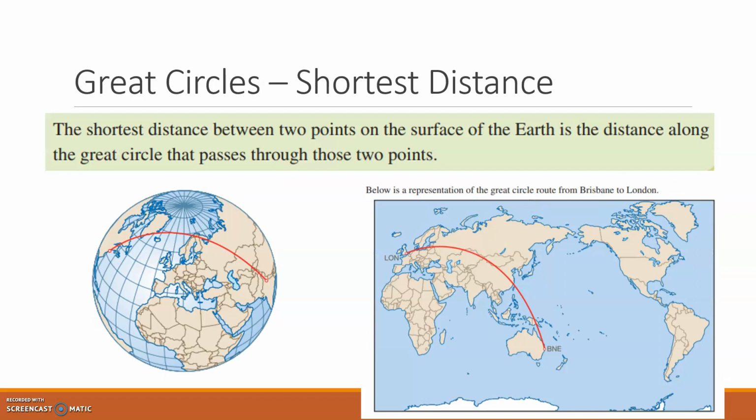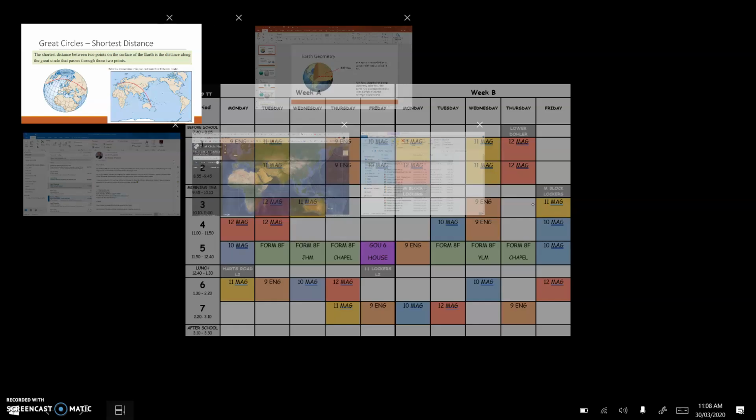So the reason we care about these great circles is because the shortest distance between any 2 points on the Earth's surface is always along a great circle. Okay, so I've got a good website which demonstrates this. So let's take a look at it here.